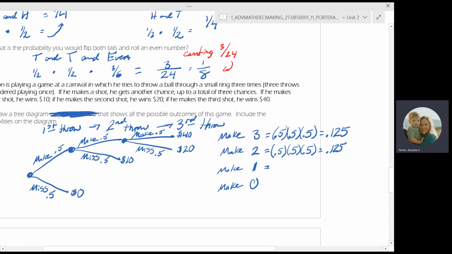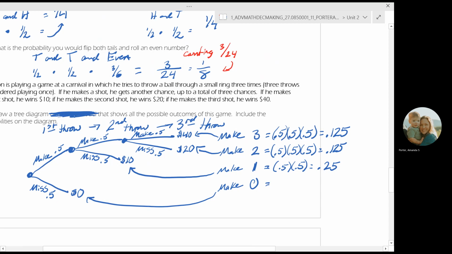Follow the branch for making 1, right? Making 1 is this branch. Making 3 is this one. Making 2 is this one. Follow that branch. It's 0.5 times 0.5. There isn't a third one, because if I make 1, it means I missed the second one. So that is 0.25. And making 0 is just 0.5. Okay, so these are all of my probabilities that I have.